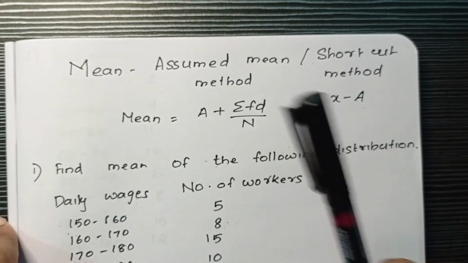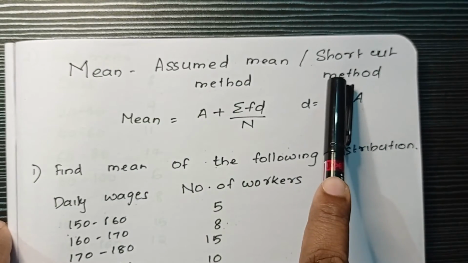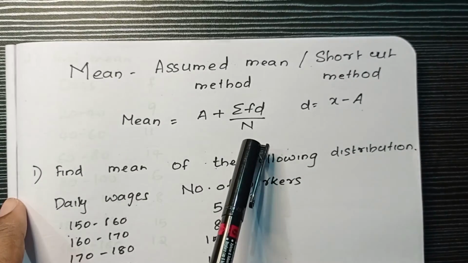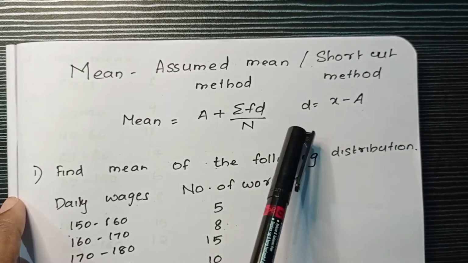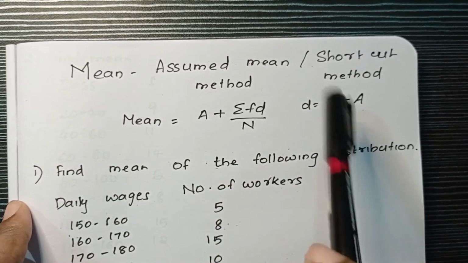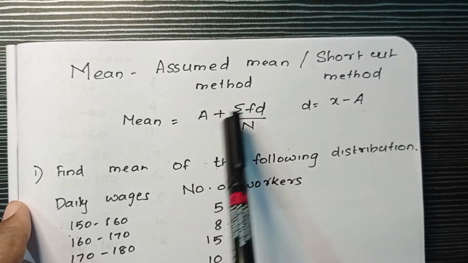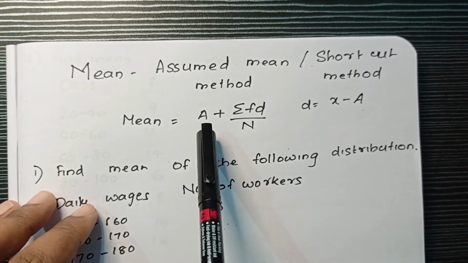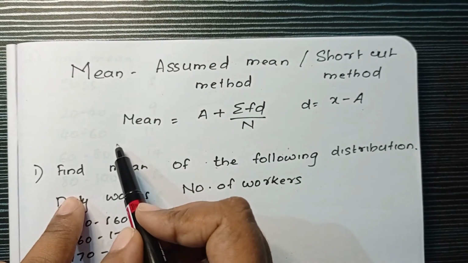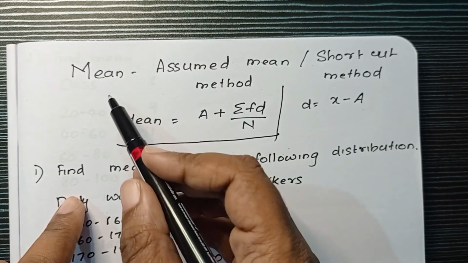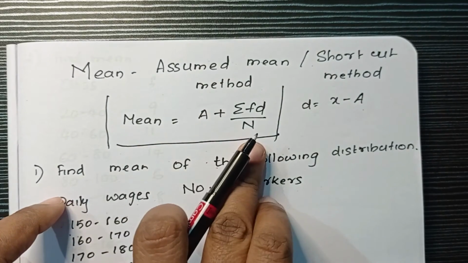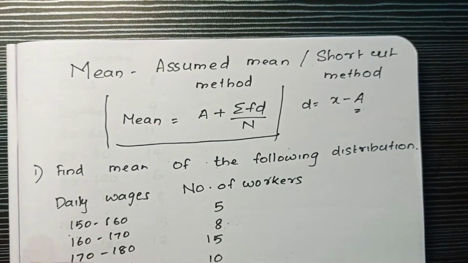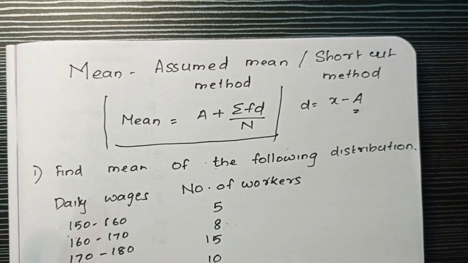Now we can calculate the mean using the assumed mean method or shortcut method, and you know that there is a formula for that: mean equal to a plus summation fd by capital N, where d is x minus a. This a is the assumed mean, a constant that we take from the question. Just remember this formula, because in exams you will mostly have to use this assumed mean method only: mean equal to a plus summation fd by N, where d is x minus a and a is the assumed mean. Now let's solve a problem related to that.